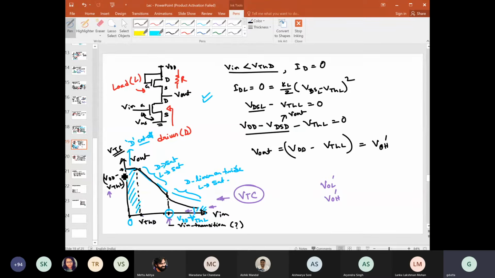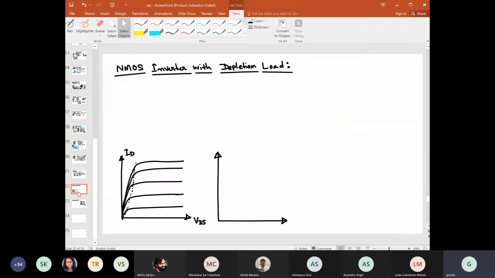Okay, so to solve these issues, today we are going to discuss one more approach, that is this NMOS inverter with depletion load. So what is this depletion load? A depletion load is basically a depletion MOSFET connected as a load.